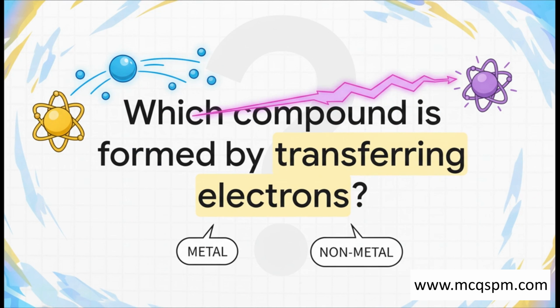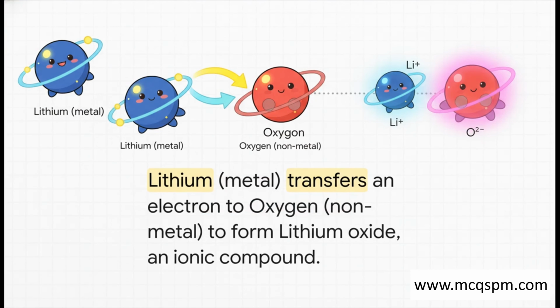Okay, time to see this in action. Here is a classic SPM question. The second you read that phrase, transferring electrons, an alarm bell should go off in your head. Ding, ding, ding. That's the code word for an ionic bond. And what's the recipe for an ionic bond? You know this. It's a metal and a nonmetal. And this animation shows it perfectly. Look at that. Lithium, our metal, just hands over an electron to oxygen, our nonmetal, and what do you get? Lithium oxide, a perfect textbook example of an ionic compound. It really is that simple once you know what to look for.